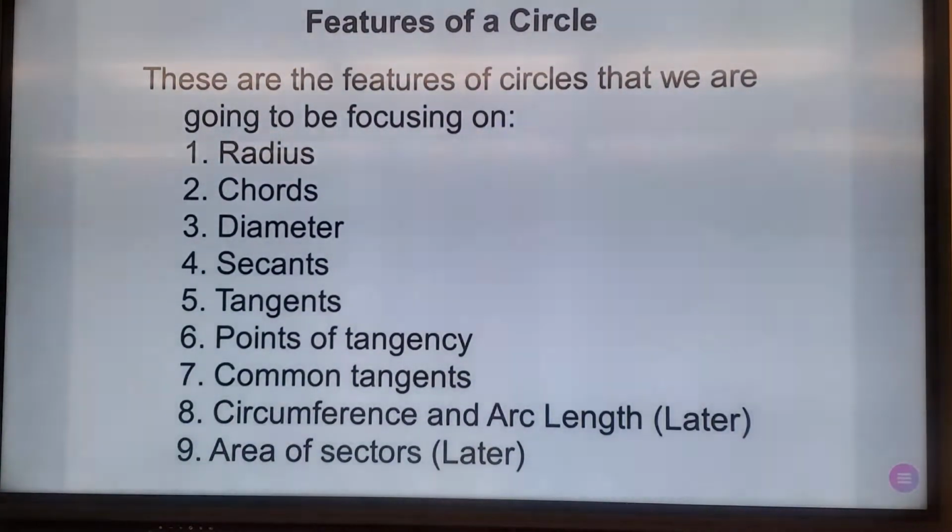Features of a circle. For this, you're going to pay attention to several things. Okay, this is going to be throughout this entire unit. So first thing is a radius. Second thing would be chords. Third, diameter. 4, secants. 5, tangents. It's important to understand with secants and tangents, we are now talking about geometric, not trigonometric. Okay, so these are geometric secants and geometric tangents. Number 6, points of tangency, common tangents. And then later in the unit, we're going to discuss circumference and arc length, as well as area of sectors and area of circles.